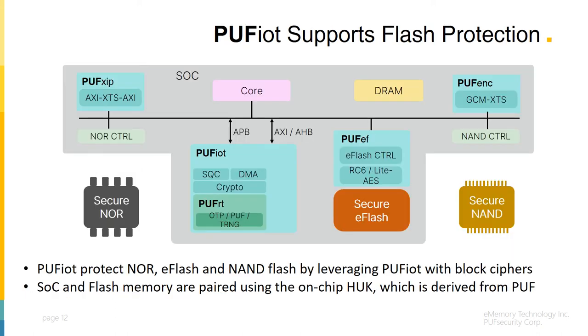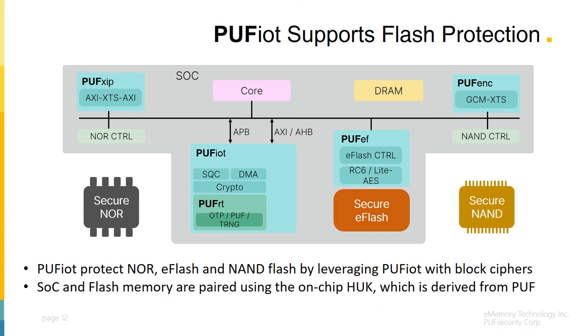This page introduces another important application of PUFiot, which can assist the data protection of flash memory. A SoC system usually has three kinds of flash memory, namely embedded flash, NOR flash, and NAND flash. Normally, NOR flash is used to store code and firmware, so it needs quick random access and code execution. NAND flash is usually used to store large capacity data. For example, in advanced AI chips, it's used to store the training models and algorithms software. Regardless of whether it's code or data, the assets need to be well protected.